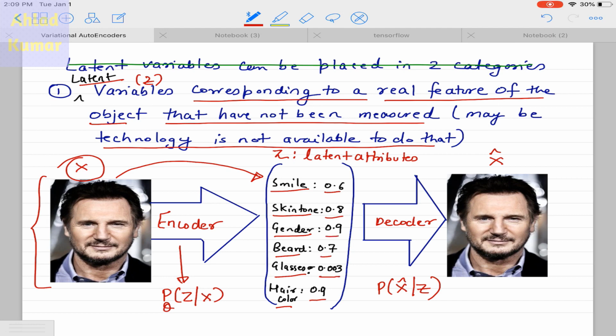These are some of the several latent variables that might be present in the hidden layer. I have kept only these just to make you understand what kind of latent variables are present. Saying that smile is 0.6 means this node is looking at the smile feature of this face, this node is looking at the skin tone, and this node is looking at the gender. In this way, each node in the hidden layer represents something which you cannot measure by yourself. These are the latent attributes. The decoder will use these latent attributes to reconstruct the original image. That is the concept of latent variables.